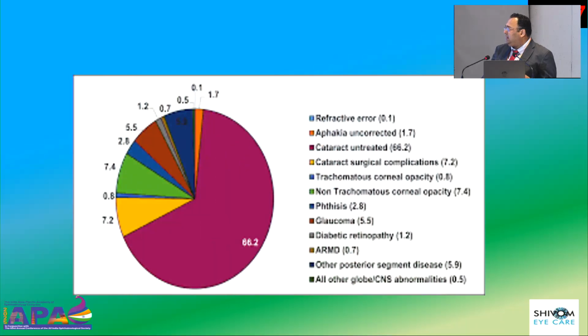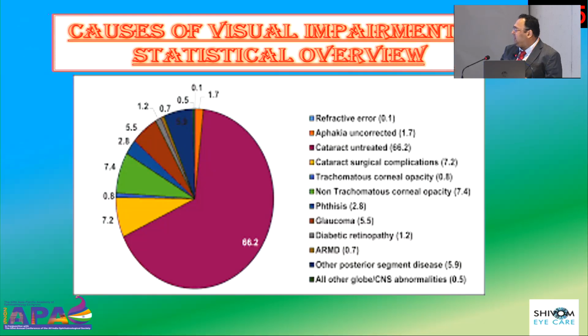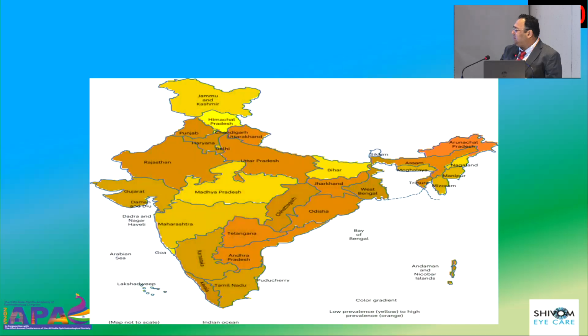And there are many causes for it, and the maximum cause is the cataract. So there is still a lot of cataract burden in India, and related to cataract, diabetic retinopathy and glaucoma are the other things which actually lead to visual impairment. So these are the various areas. The more orangish or reddish parts are where the load is the maximum.